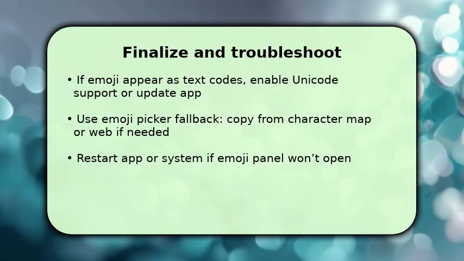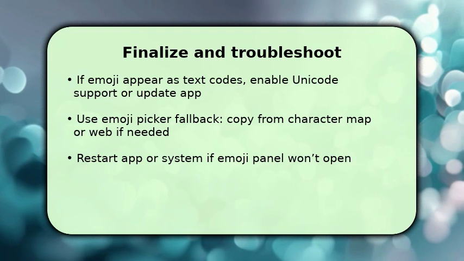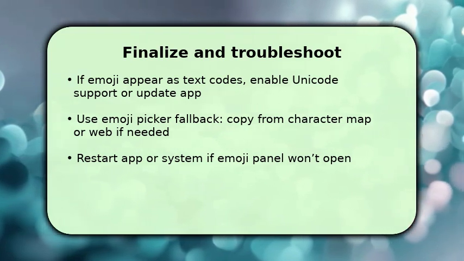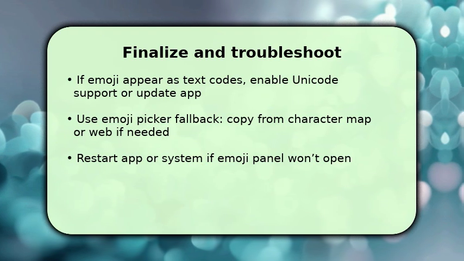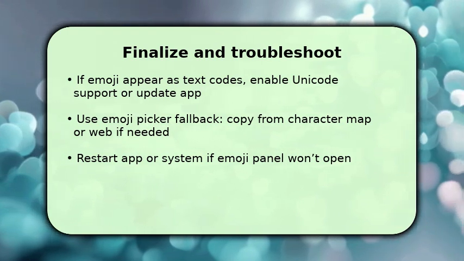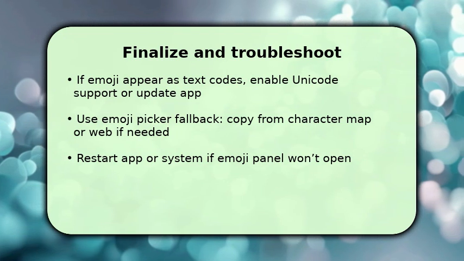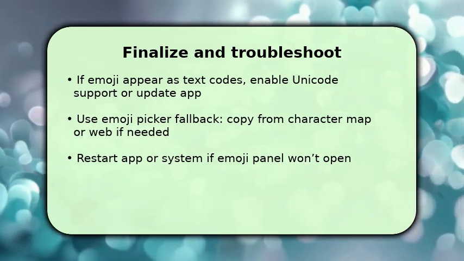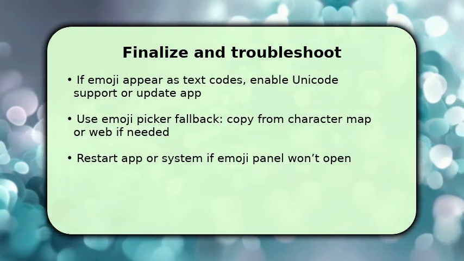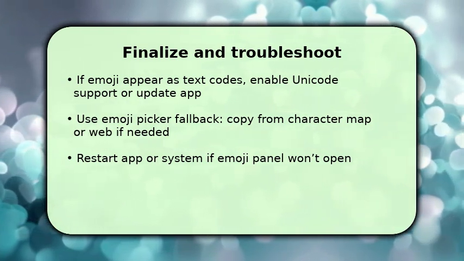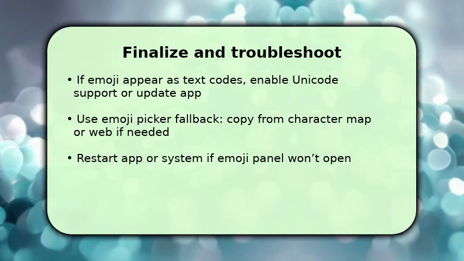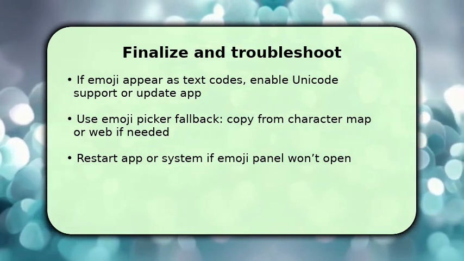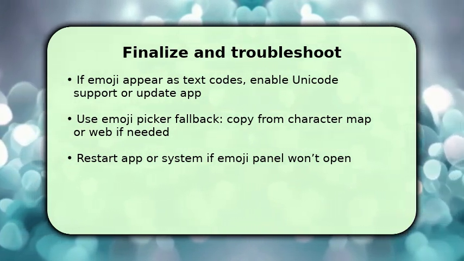To finish, verify the emoji renders correctly in the recipient app. Some programs show text codes instead of glyphs. If that happens, make sure the app and system support Unicode emoji and are updated. As a fallback, open your OS character map or a trusted source, copy the emoji, and paste it where needed. If the picker fails to open, restart the app or the OS. This resolves permission or input service glitches most of the time. One quick restart often fixes it.